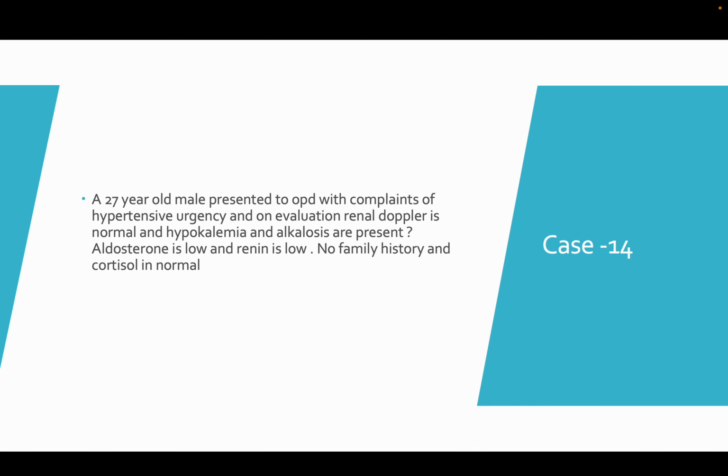But in a similar case, a 27-year-old male presented to OPD with complaint of the same hypertensive urgency, and on evaluation renal artery Doppler is normal, hypokalemia and alkalosis are present, aldosterone is low and renin is low, but no family history and cortisol is normal. So what is this case? Here, aldosterone is low, renin is low, cortisol is normal, and there is no family history. This might be a case of syndrome of apparent mineralocorticoid excess.